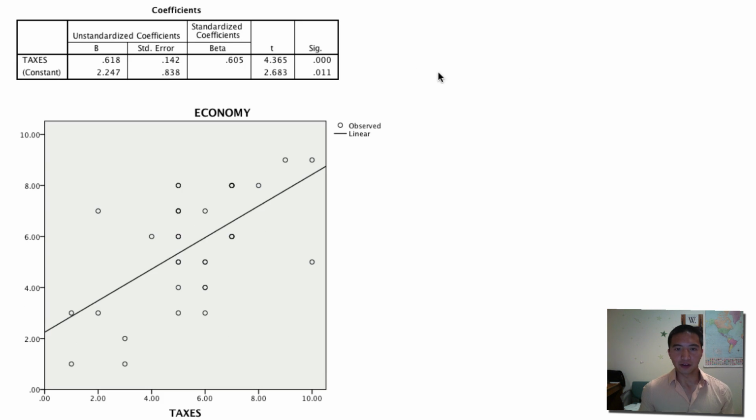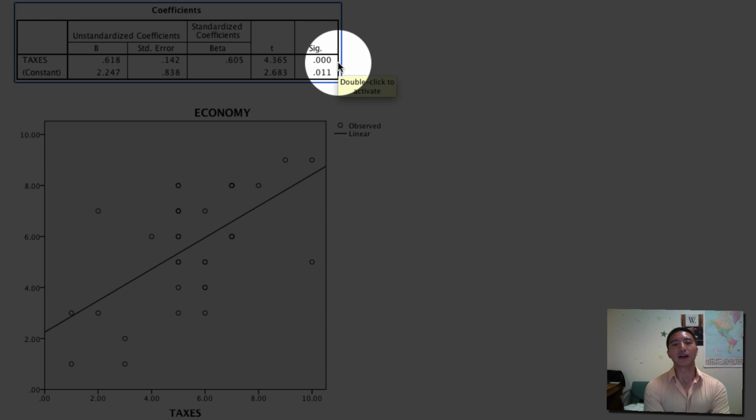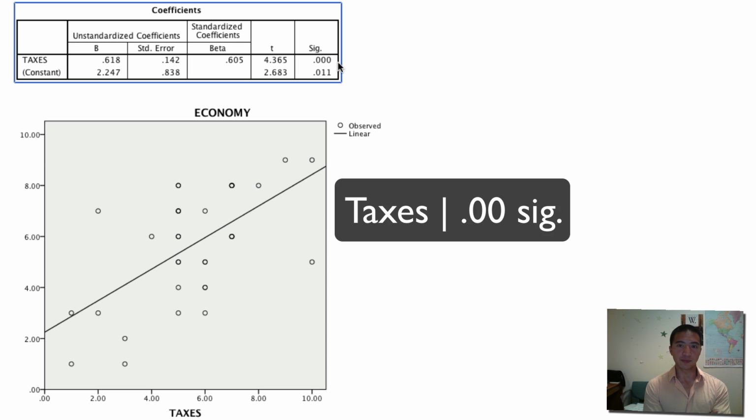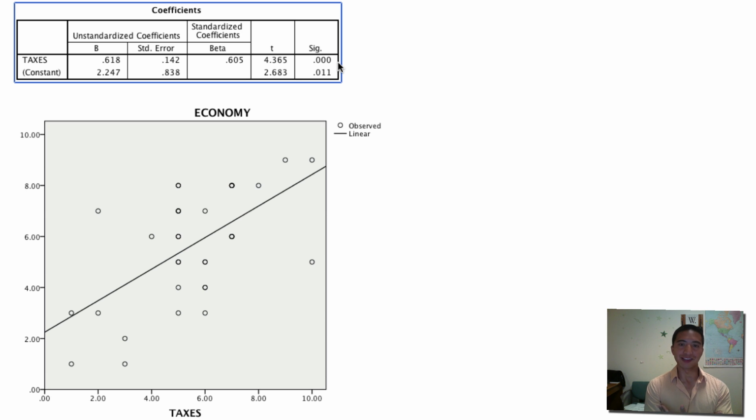Significance can be shown here, looking at the significance number under coefficients. And what this shows us is that indeed the relationship, because it's less than 0.05, is a significant one. There's a significant relationship between one's opinion of taxes and one's opinion of the economy.